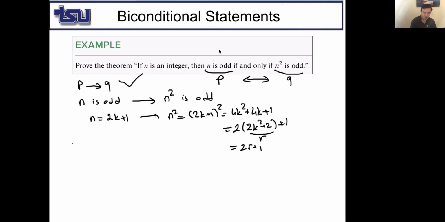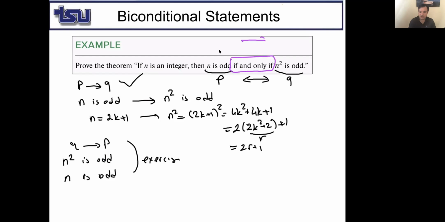The other side will be Q implies P. You will start with n squared is odd, and then you're going to prove that n is odd. If n squared is odd, I'm going to leave this as an exercise for you. This is trivial. You can also prove that. So the point here is if you have if and only if, you have to prove in this direction and you have to prove in this direction.